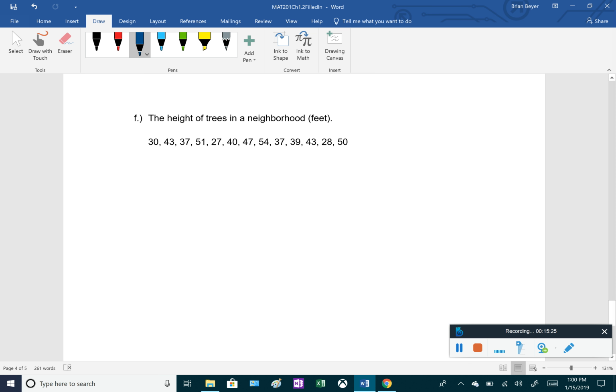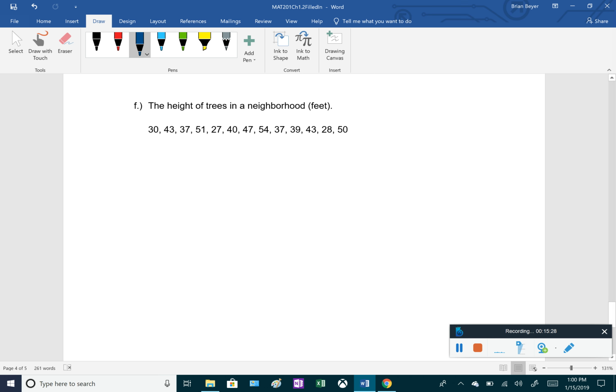Okay, so let's do one more here. So we have the height of trees in a neighborhood in feet. So we just have all these numbers which represent how tall the trees are. So once again, this is obviously quantitative data, so it could be ordinal, interval, or ratio. Clearly it can be interval, because if we took the difference between two numbers, that would say how much taller one tree is than the other one. So we have to think about between interval and ratio level.